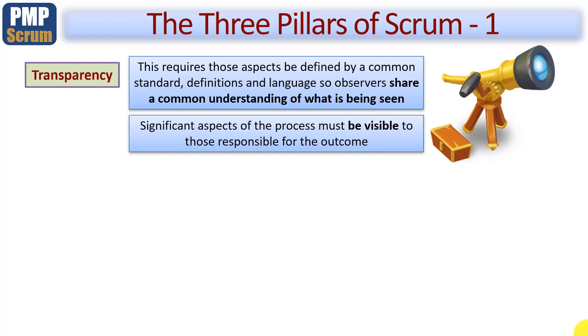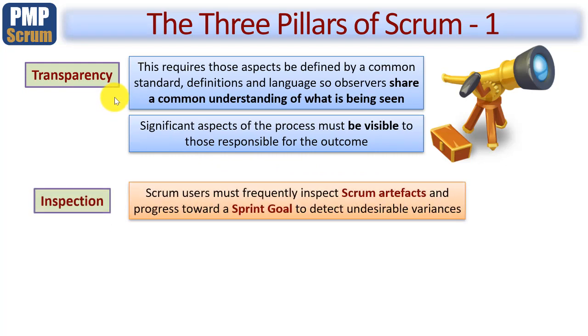There's something called the 3 pillars of Scrum, which is important for you to understand as it's the bedrock upon which Scrum is built. The first of these is called transparency. What transparency is all about, basically, is to ensure that there's a common understanding by all involved. This covers aspects such as standards, definitions, and certainly language, particularly jargon or the naming of processes or products. It's absolutely vital that significant aspects of the Scrum process must be visible to those responsible for the outcome. In other words, transparency means that the whole team has the same picture and knowledge of what exactly is going on.